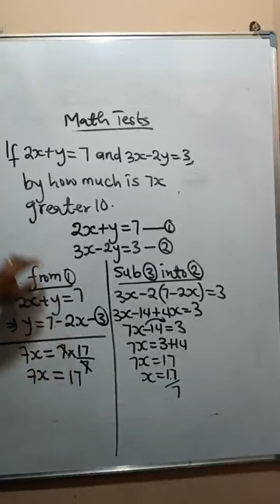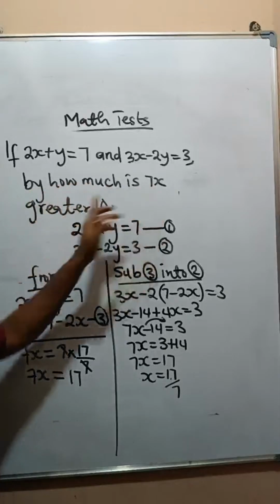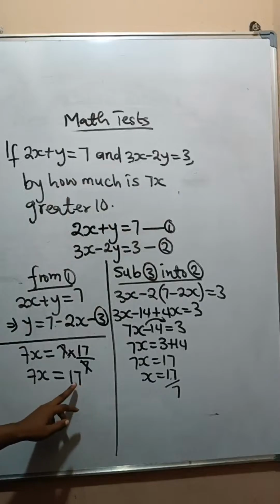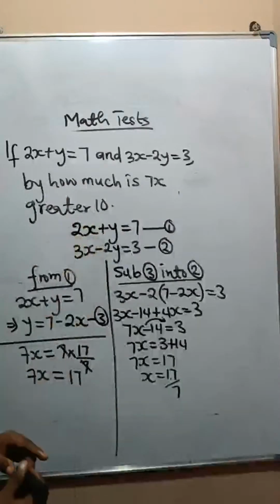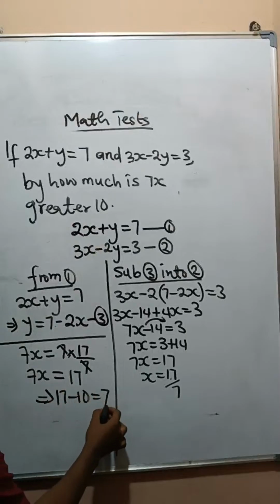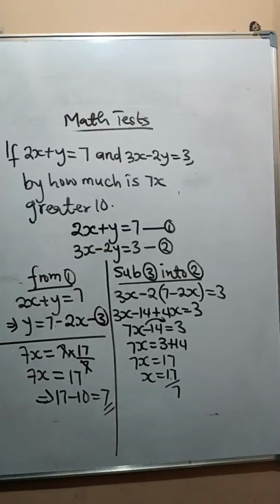Okay, now the question is asking by how much is 7x greater than 10? It's simple. If 7x is 17, by how much is 17 greater than 10? It's simple. So we have 17 minus 10, which will give us 7. So the answer is 7.